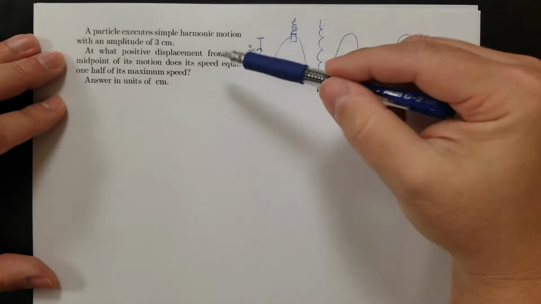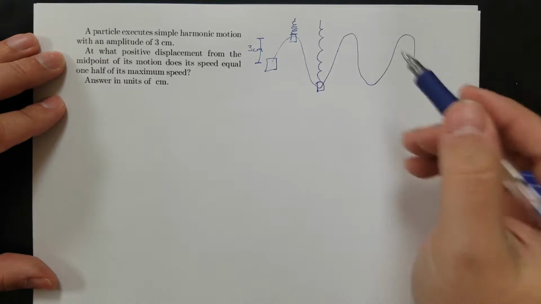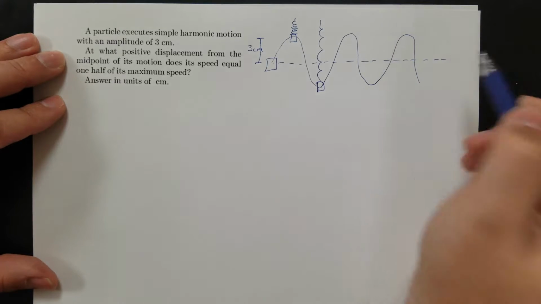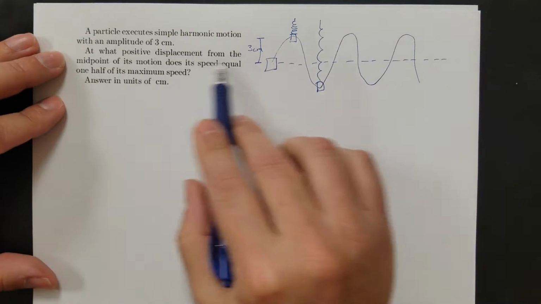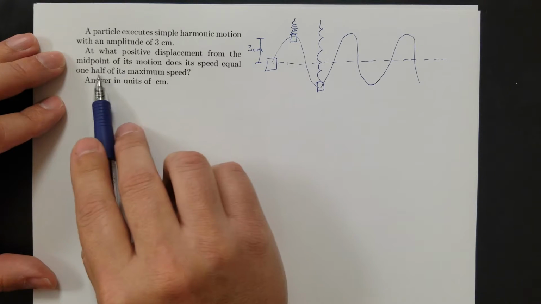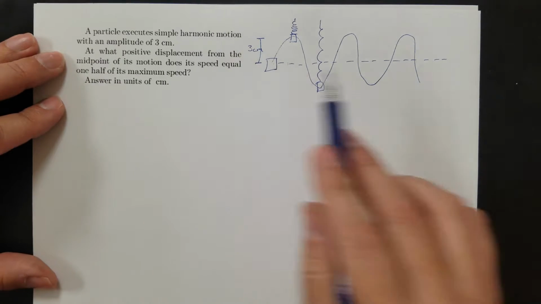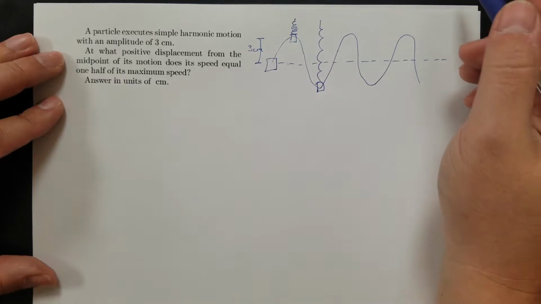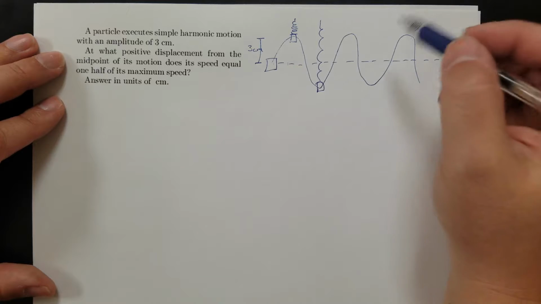And I want to know what positive displacement from the midpoint of the motion. So the midpoint of the motion is right there. At what displacement from there does its speed equal half of the maximum speed? Okay, so this is not as easy as it seems. I mean, it's not terrible, but it's not as easy as it seems.